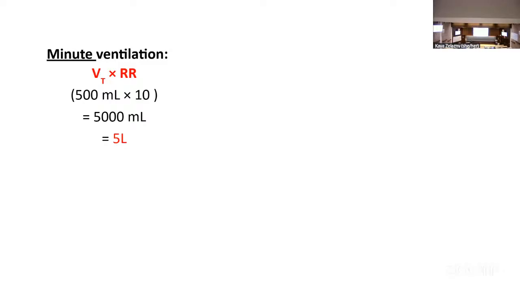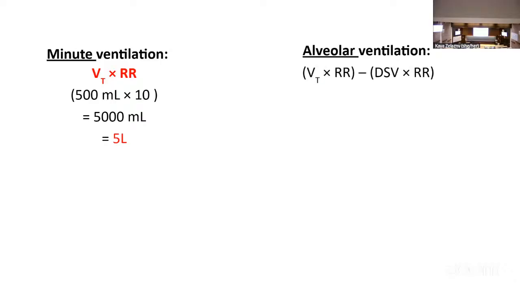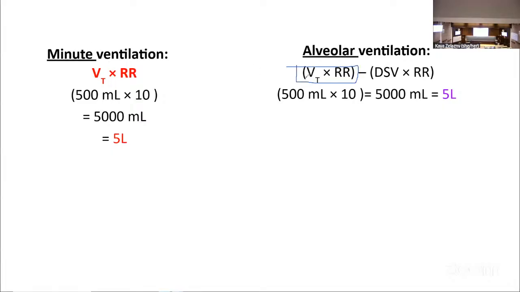Our alveolar ventilation, we make our adjustments for the dead space volume, okay? So alveolar ventilation, we got two quantities that we're thinking about: the tidal volume and that dead space volume. And we're multiplying them both by that respiration rate. So we just calculated out this first quantity, which is our minute ventilation in essence. You can see that's the same equation here. So our minute ventilation was 5 liters, okay? But we're not done because we have to subtract away this dead space.